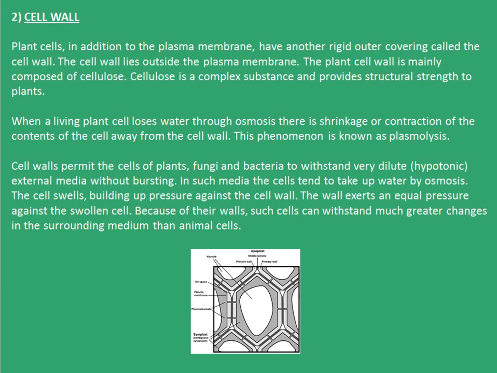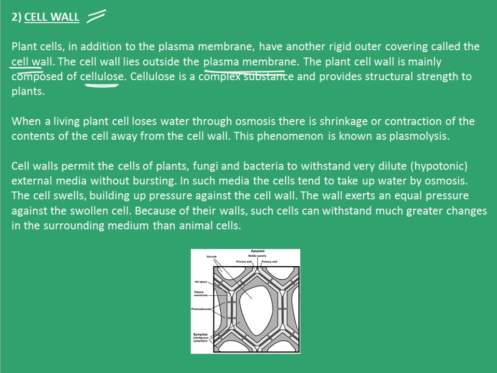The second important component of the cell is the cell wall. These cell walls are present in only plant cells. Plant cells, in addition to the plasma membrane, have another rigid outer covering which is called the cell wall. The cell wall lies outside the plasma membrane. The plant cell wall is mainly composed of cellulose. Cellulose is a complex substance and provides structural strength to plants.